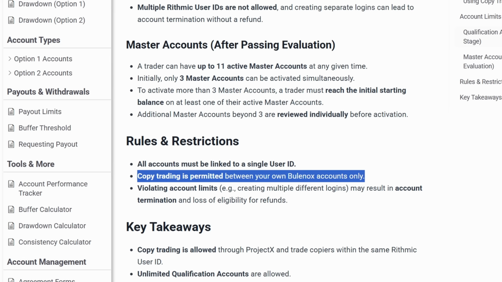They say, Mike, am I allowed to copy trade across multiple prop firms? If you go right over here to Bullnox, however you say it, and I'm sure other prop firms have the same rule, it says copy trading is permitted between your own Bullnox accounts only. The way I read that is, I cannot trade Bullnox and Take Profit Trader, or My Funded Futures, Tradeify, or Apex at the same time. If I was going to copy trade, I would only be allowed to trade the Bullnox accounts all copied together.